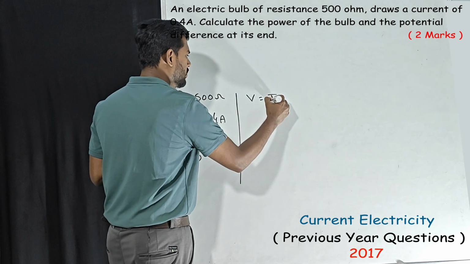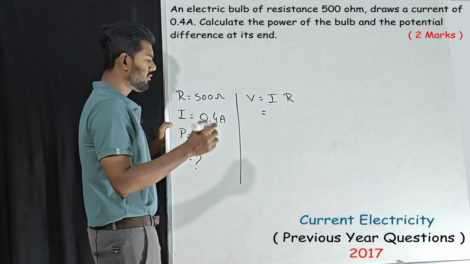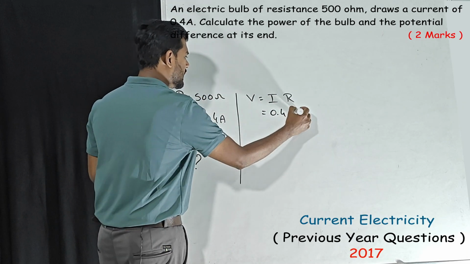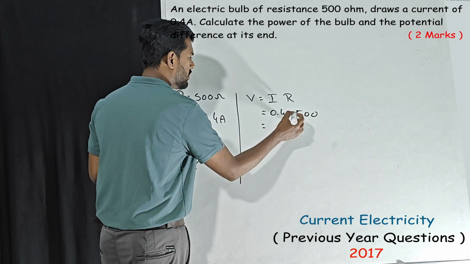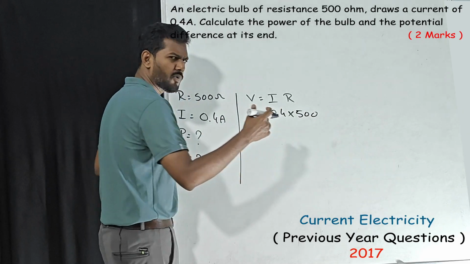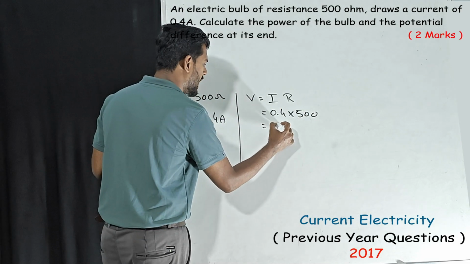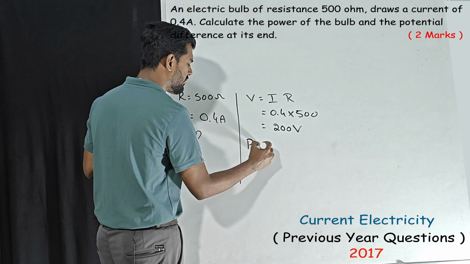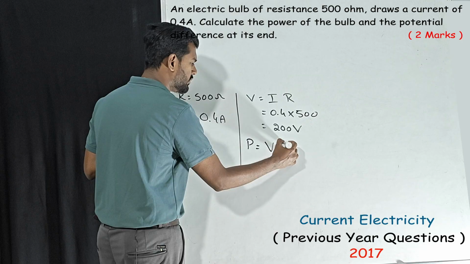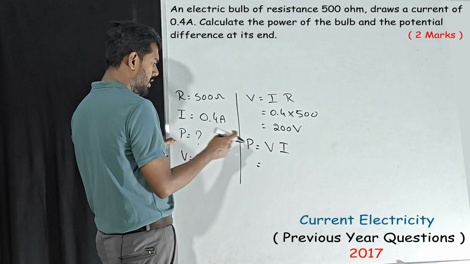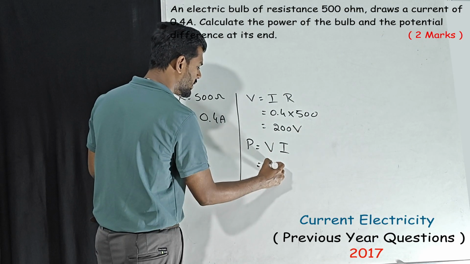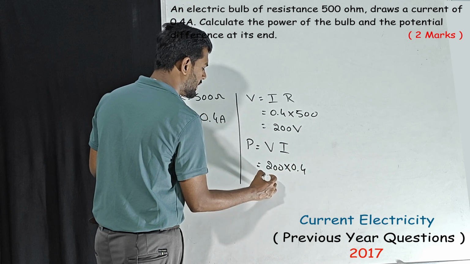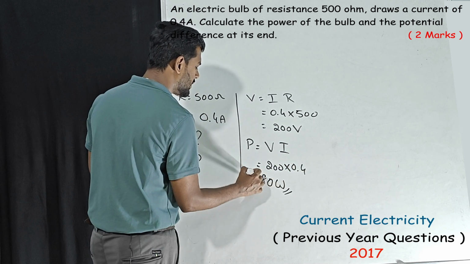So voltage is equal to I into R. What is the value given? I is 0.4 into R, that is 500. For 0.4 you can use whatever method you know. The answer will be 200 volts. Voltage is done, then we go for power. Power is equal to V into I. What is V? That is 200 into 0.4, that is 80 watt. Power is equal to 80 watt.